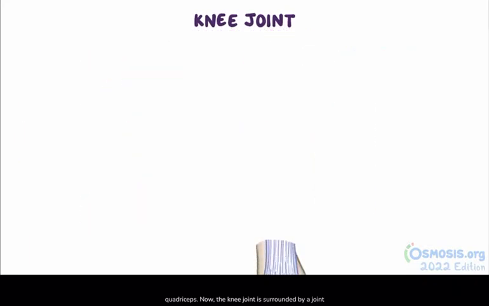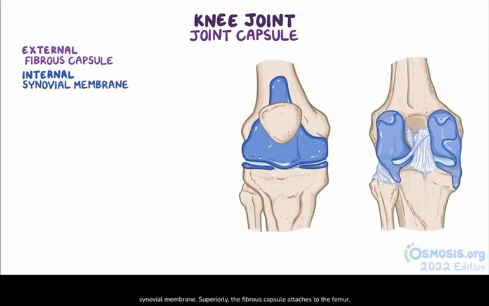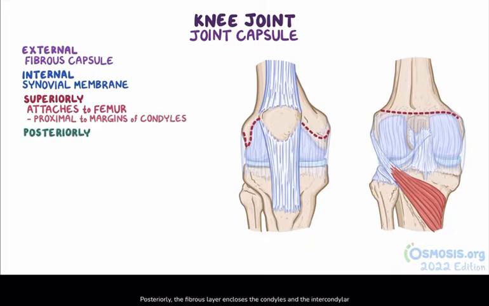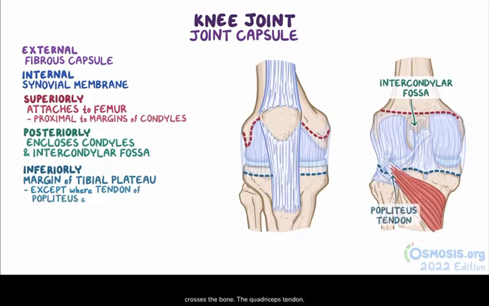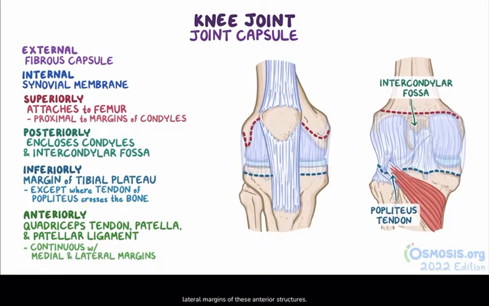Now, the knee joint is surrounded by a joint capsule, which has an external fibrous capsule and an internal synovial membrane. Superiorly, the fibrous capsule attaches to the femur, just proximal to the articular margins of the condyles. Posteriorly, the fibrous layer encloses the condyles and the intercondylar fossa, and has an opening for the tendon of the popliteus. Inferiorly, the fibrous layer attaches to the margin of the tibial plateau, except where the tendon of the popliteus crosses the bone. The quadriceps tendon, patella, and patellar ligament replace the fibrous layer anteriorly, and the fibrous capsule is continuous with the medial and lateral margins of these anterior structures.